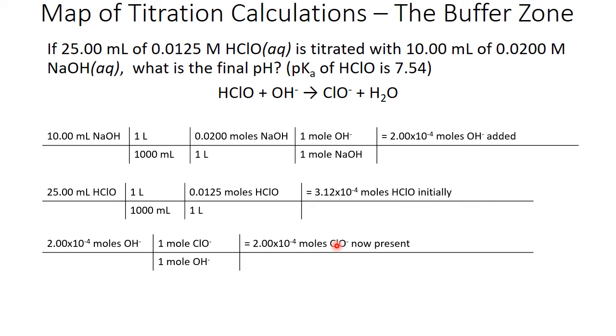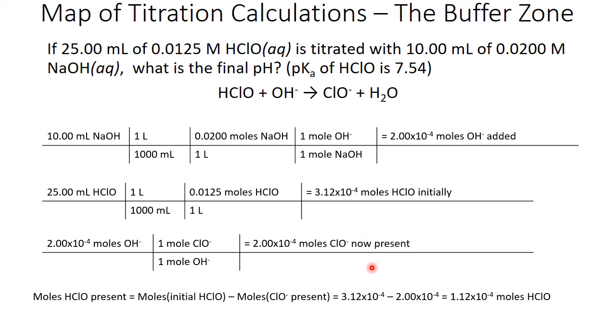ClO minus now present. This moles of ClO minus was generated from the initial moles of our HClO acid, so we have to subtract the moles of ClO minus from our initial moles of HClO to figure out how much we have left. That'll be the 3.12 times 10 to the minus 4th minus 2.00 times 10 to the minus 4th. So we now have left, after the reaction with hydroxide, 1.12 times 10 to the minus 4th moles of HClO. These two values for the ClO minus and the HClO are what we're going to plug into the Henderson-Hasselbalch equation.